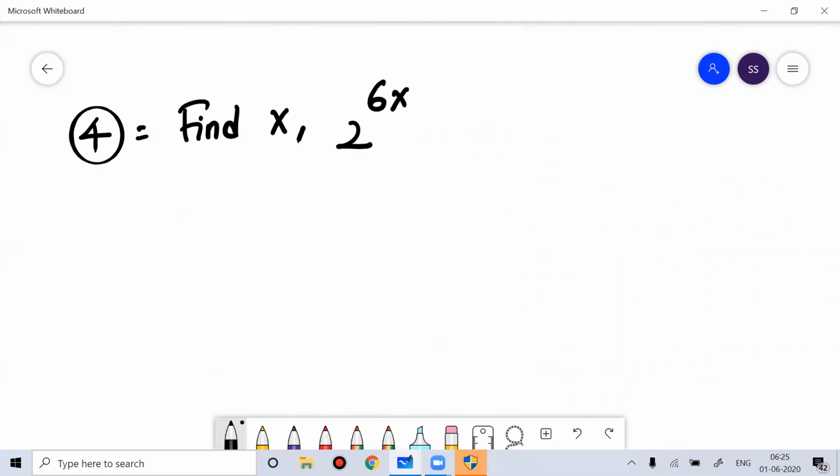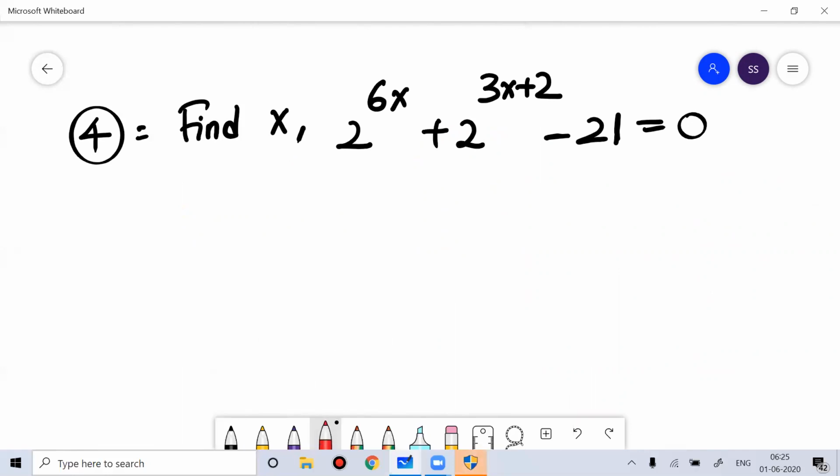So the next question is comparatively very easy. Fourth question, find x. You can do this by yourself. 2 to the power 6x plus 2 to the power 3x plus 2 minus 21 is equal to 0. You have to find x. Very simple question. You can easily solve this.